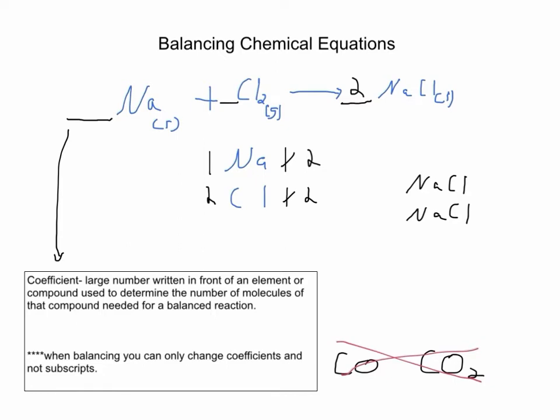So I've fixed my chlorine, but now I will notice that I've changed my sodium. So how can I get my sodium to balance? Well, now I have 2 on the product side. I need 2 on the reactant side. So I am going to put a 2 in front. And that means I really have 2 sodium atoms. So I have 2 sodium atoms on the left, 2 on the right. I have 2 chlorine atoms on the left. I also have 2 chlorine atoms on the right, and therefore I am done. This is a balanced equation.